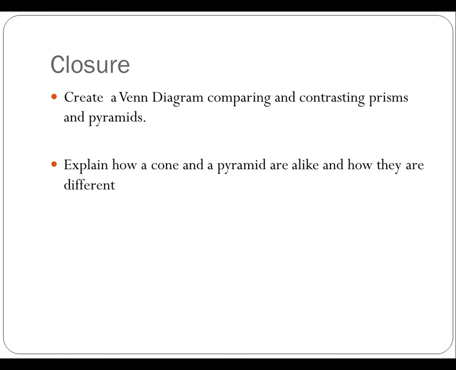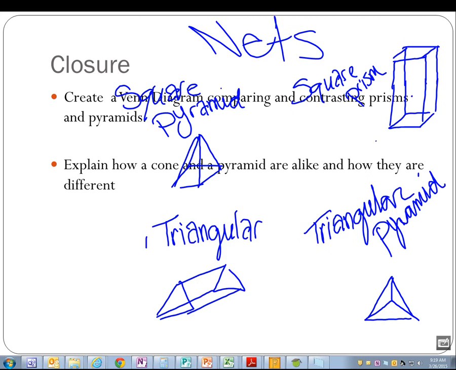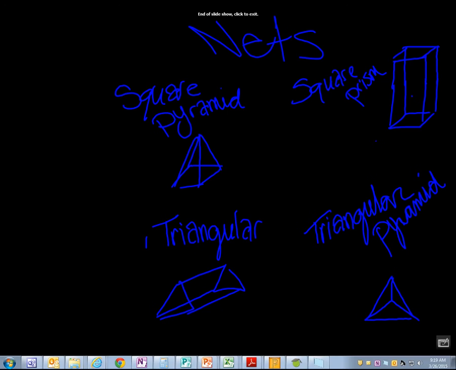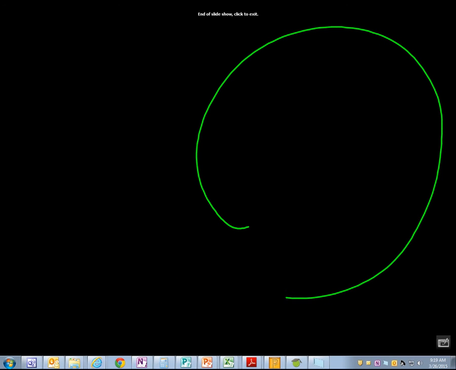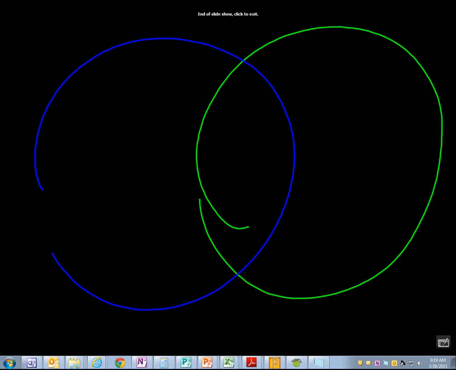So as far as comparing and contrasting prisms and pyramids, let's create a Venn diagram. Is there one on here? Well, on here, that is, on the PowerPoint. No. So let's create a Venn diagram. So which is on the left, which is on the right?